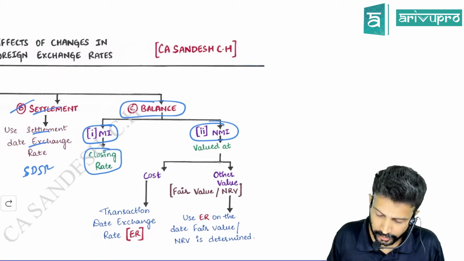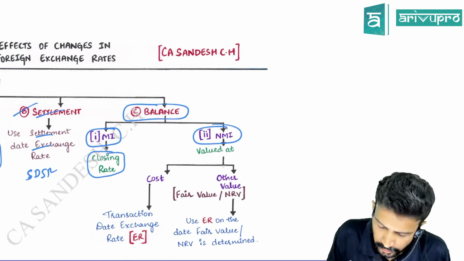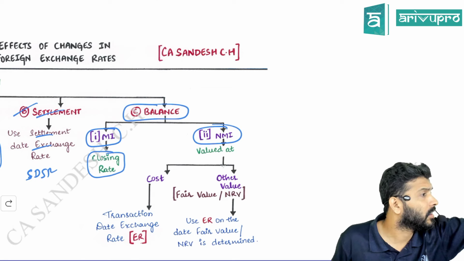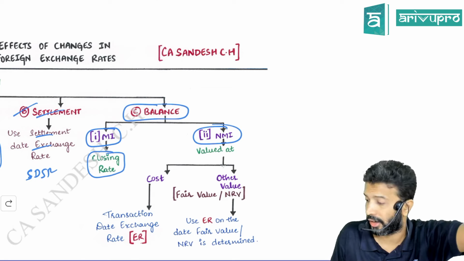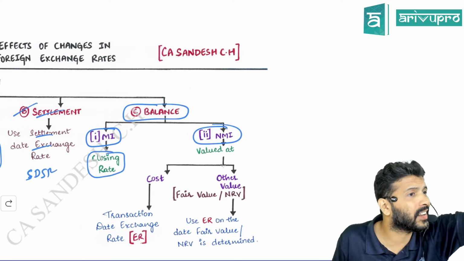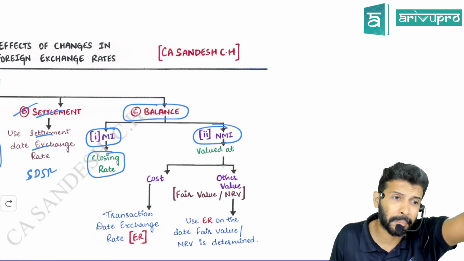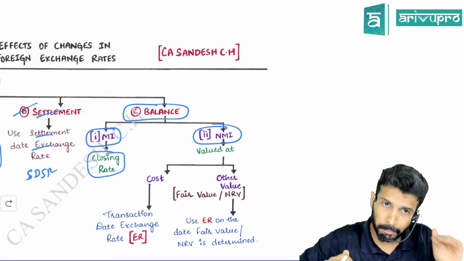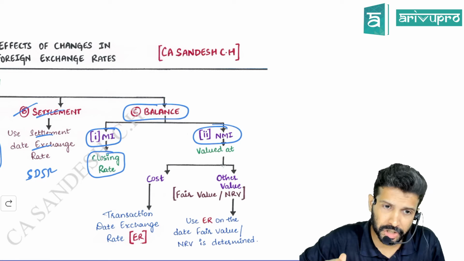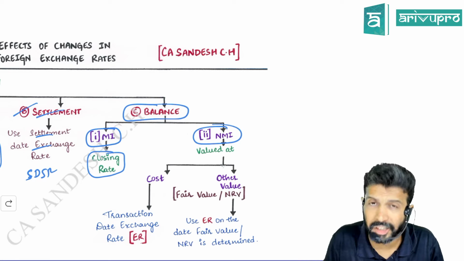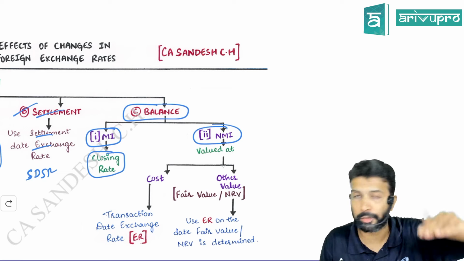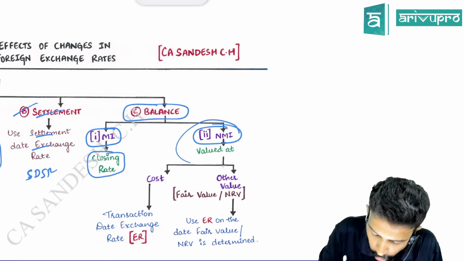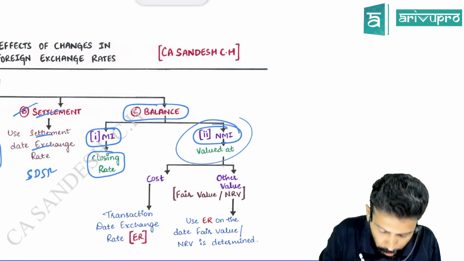Its funda is the same. Initial recognition for non-monetary items is also at the transaction date spot rate. Settlement also at the settlement date spot rate. That concept is same. But between the transaction date and settlement date, if you have any balance, meaning you're preparing a balance sheet, check whether that foreign currency component is monetary or non-monetary. If it is a monetary item, you'll convert using what rate? Closing rate. However, if it's a non-monetary item, meaning value fluctuates.